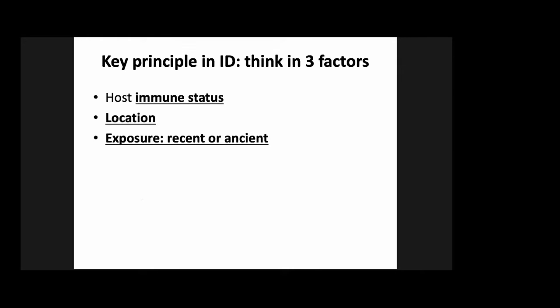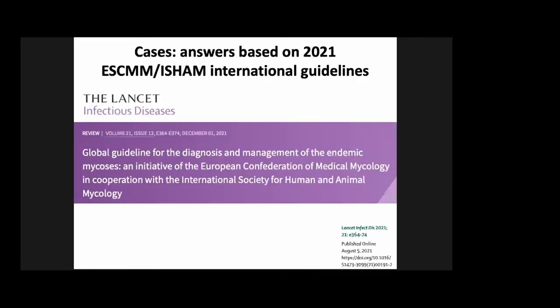So what are the key principles to diagnose these? You need to know the immune status of your host, you need to know the location of your patient, and you need to know the exposures of your patient. They can be recent or remote if you are thinking about reactivation of the disease. So now let's jump into the cases.